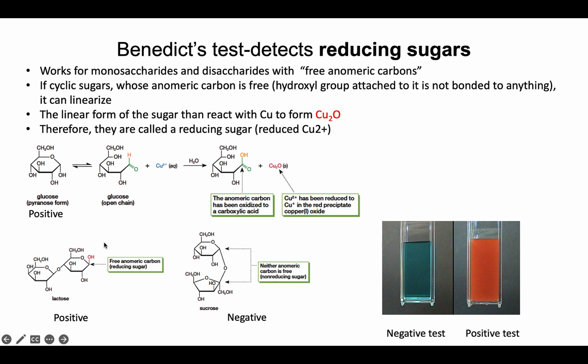Now, some disaccharides will also test positive as well, as long as they have that free anomeric carbon. Here is lactose. You can see that the hydroxyl group at the free anomeric carbon is not bonded to anything. So again, it will react with Benedict's reagent to form that red precipitate. However, you can see that sucrose would actually test negative because both anomeric carbons are bonded together in an O-glycosidic bond. There is no free hydroxyl group at that anomeric carbon to be able to linearize and react with copper.